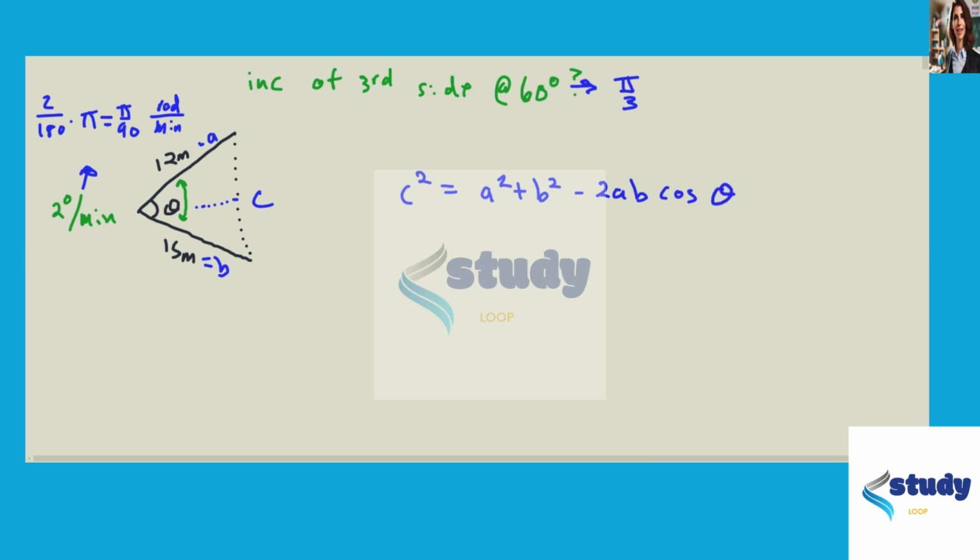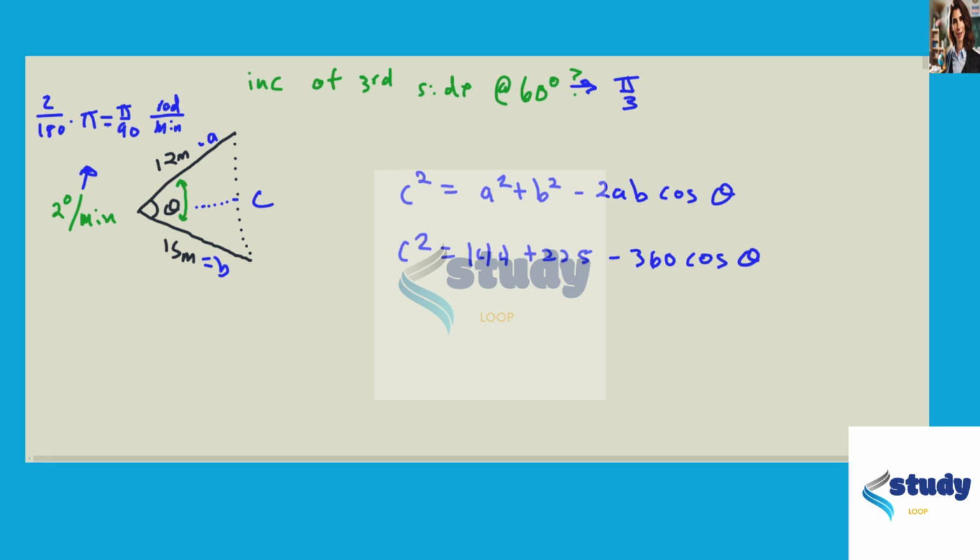Now, since sides a and b are always constants, we can plug those in. So we would have 12 squared, which is 144. So c squared is equal to 144, and then b squared, so 15 squared, which is 225. And then 2 times 12 times 15 is 360.